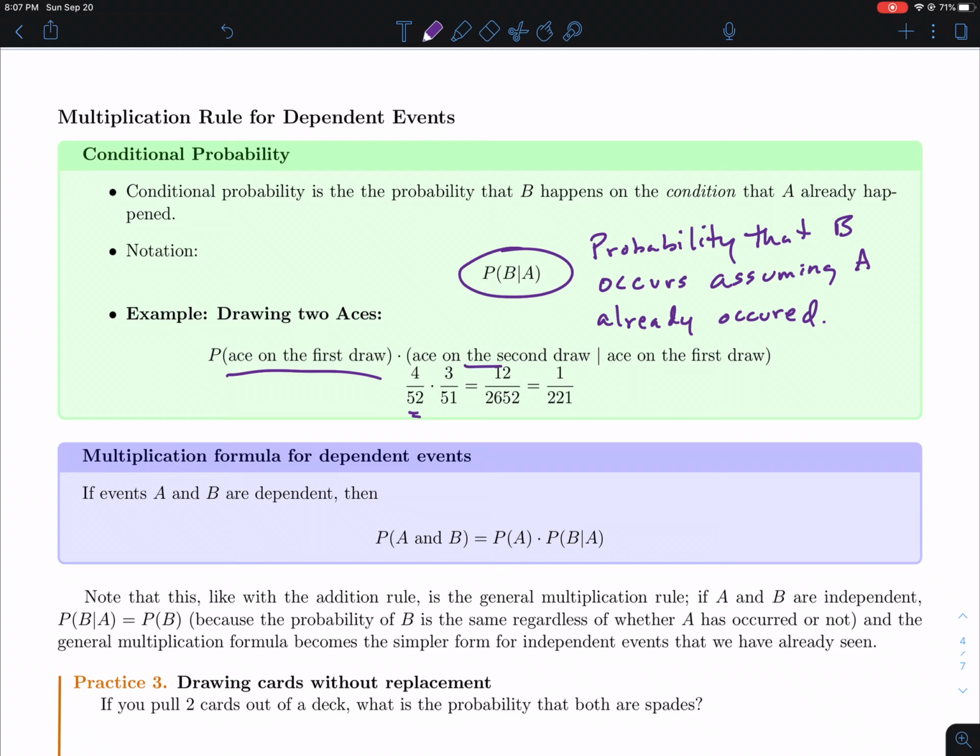But then an ace on the second draw, assuming that we got an ace on the first draw, means that we get 3 on the top because there's only 3 aces left, 51 on the bottom because there's only 51 total cards left in the deck. And so in that case, we end up with 1 over 221.